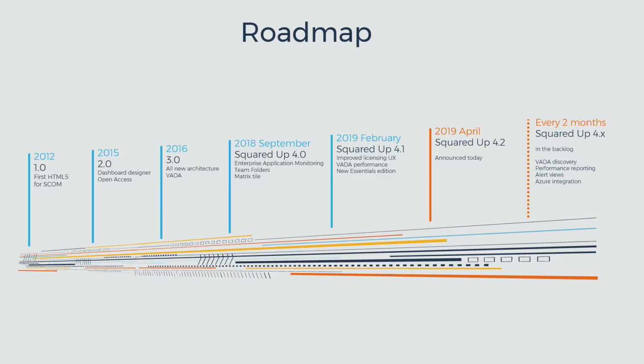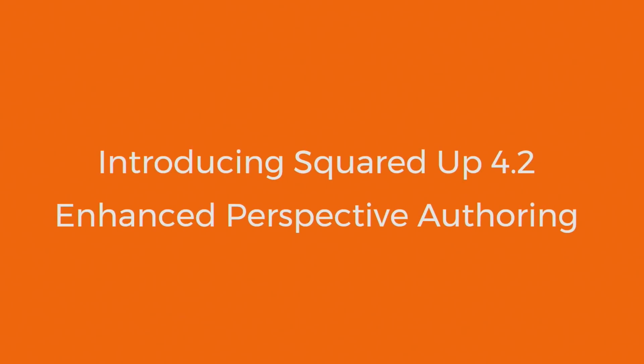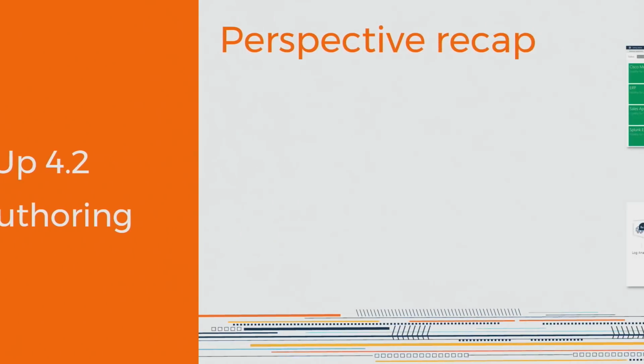So Squared Up 4.2 is all about enhanced perspective authoring. And I'll go on in a second and talk about exactly what perspectives are and why we've done this. But what we've done now with the feature releases on V4 is to focus each feature release on a certain theme, a certain area of the product that we really wanted to improve and introduce a set of new features for. So the theme for 4.2 is all around perspective authoring.